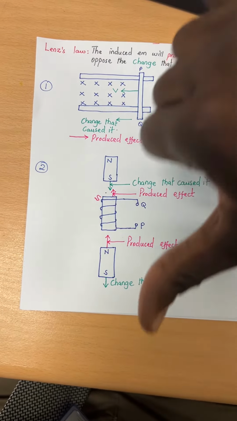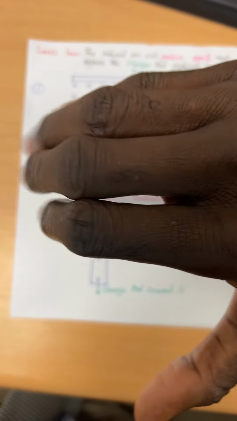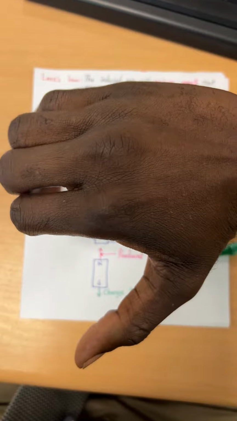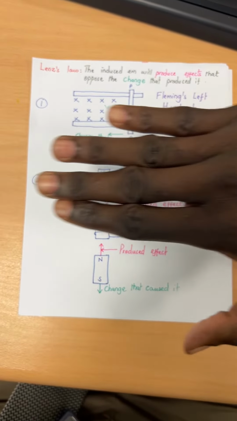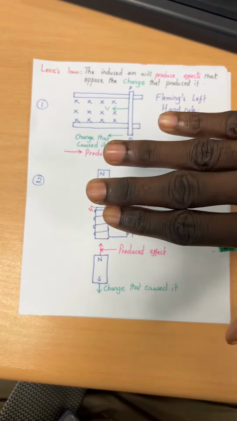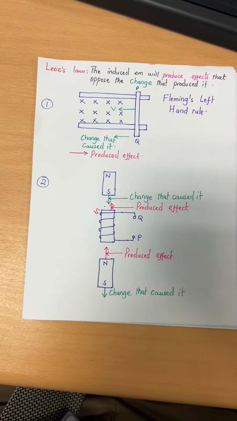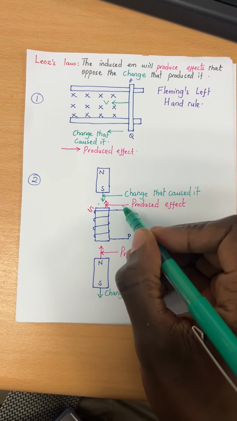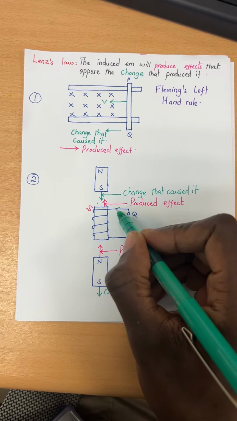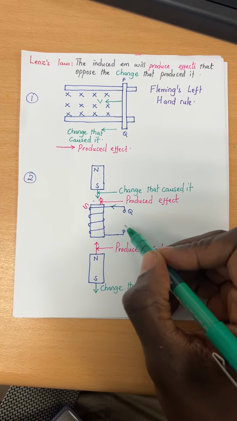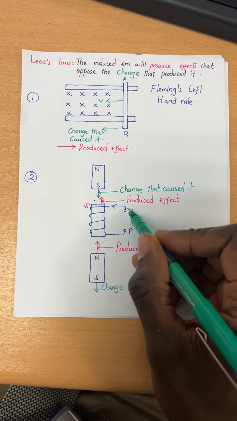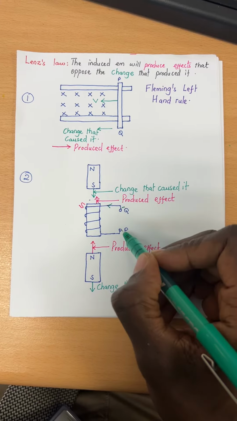So if the thumb is pointing towards the north and we are holding this coil in our hands, then the induced EMF will be in this direction. So then it will have an arrow pointing in this direction here. So then the only way that is possible is if this is negative and this is positive.